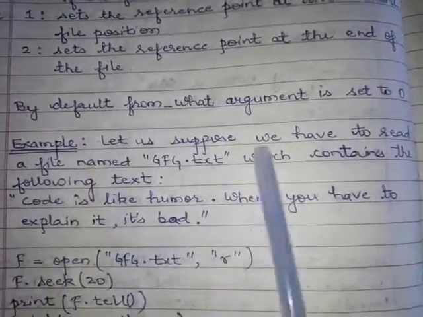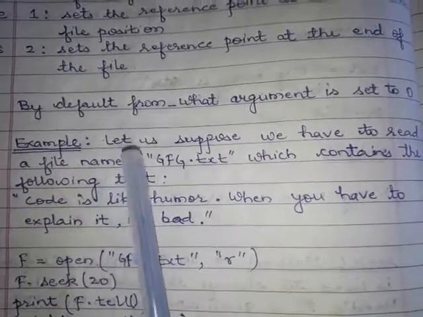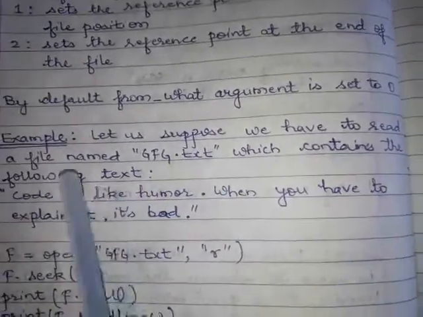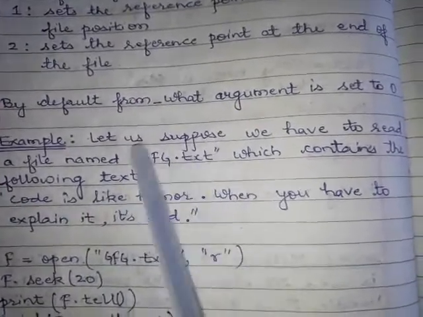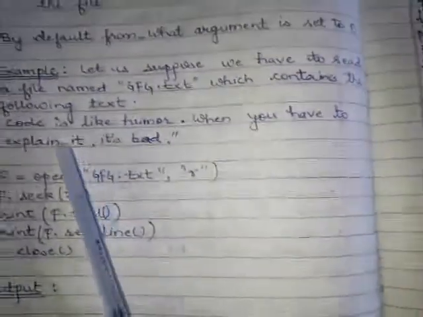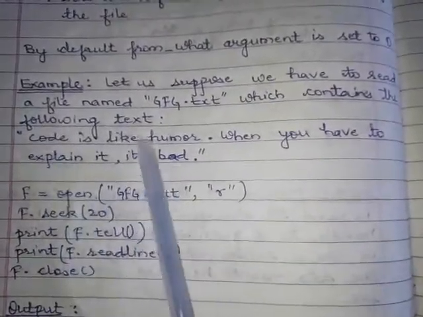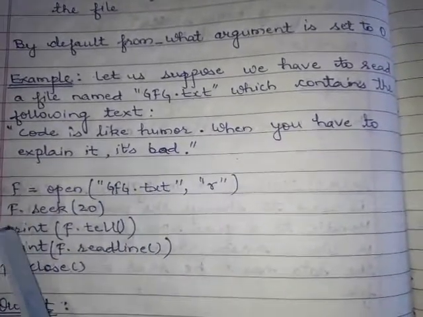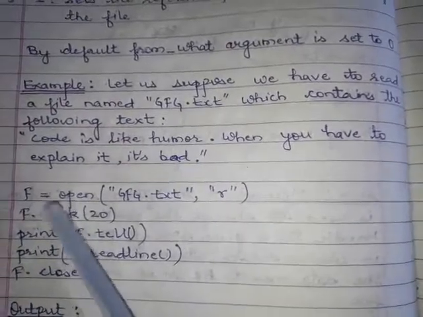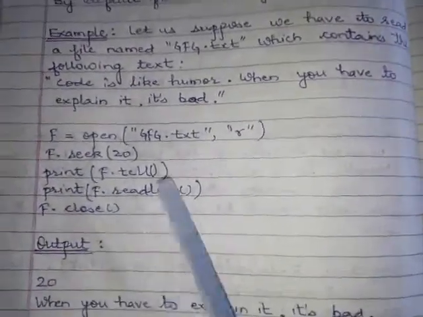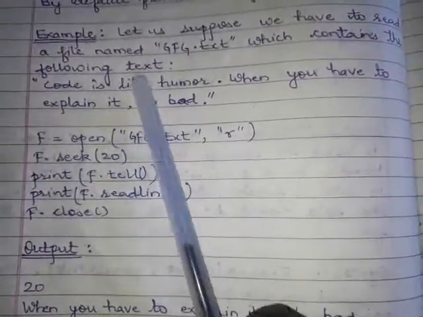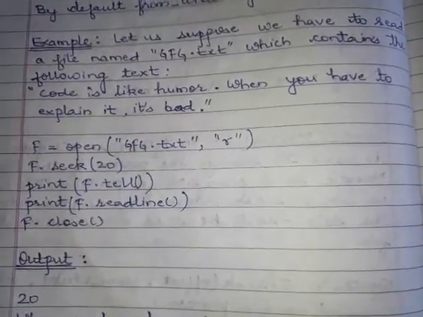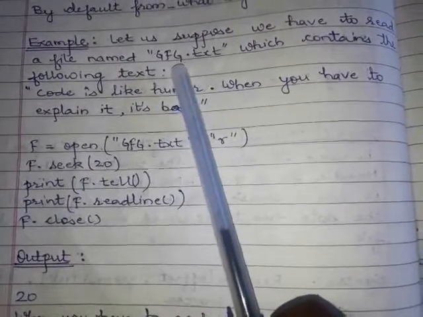Example: let us suppose we have to read a file named gfg.txt which contains the following content. Make a file and write the content in the file: Code is like humor, when you have to explain it, it's bad. Okay, let us see what it will do. Simply make a text file, write this text in the file and save it as gfg.txt.